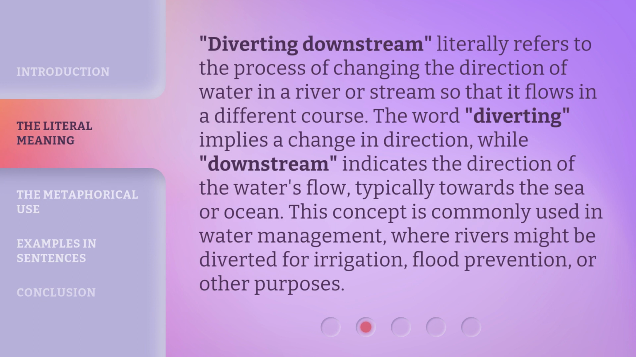Diverting downstream literally refers to the process of changing the direction of water in a river or stream so that it flows in a different course. The word diverting implies a change in direction, while downstream indicates the direction of the water's flow, typically towards the sea or ocean. This concept is commonly used in water management, where rivers might be diverted for irrigation, flood prevention, or other purposes.